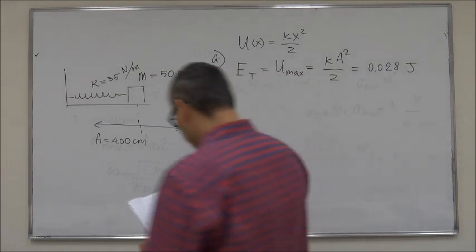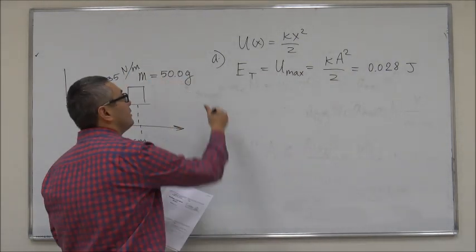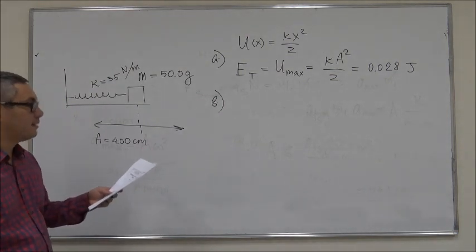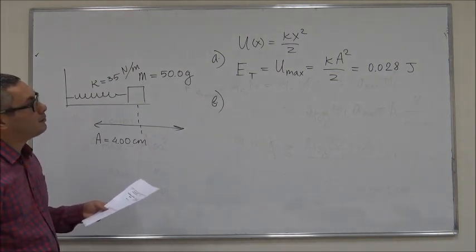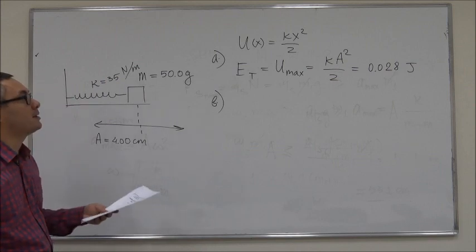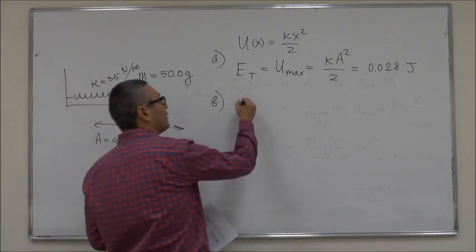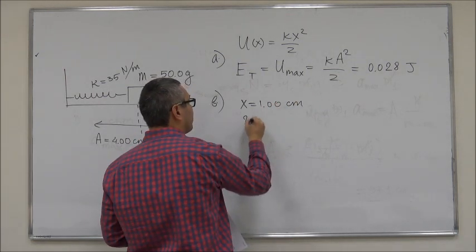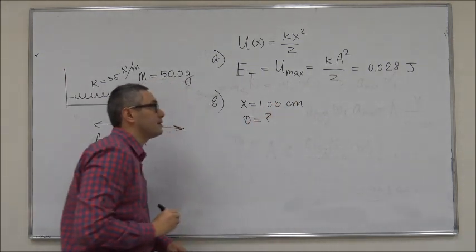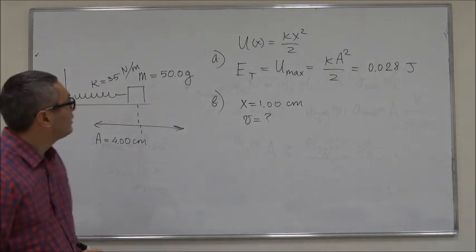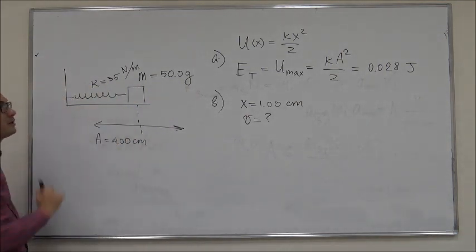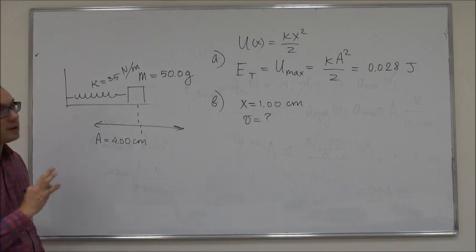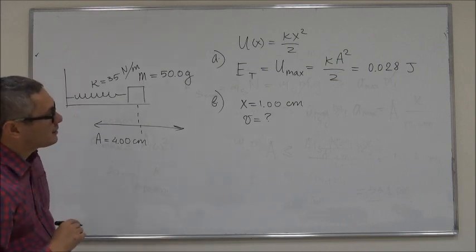And then the question is, in part B, what is the speed of the mass when the block has a displacement of 1 centimeter? So if we know the value of x, 1 centimeter, what is the value of velocity at that instant? Well, we are told that there is no friction, so it's not a damped oscillation, which means that the total energy of the simple harmonic oscillator is conserved.